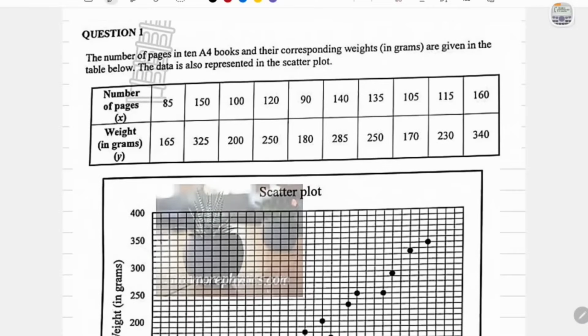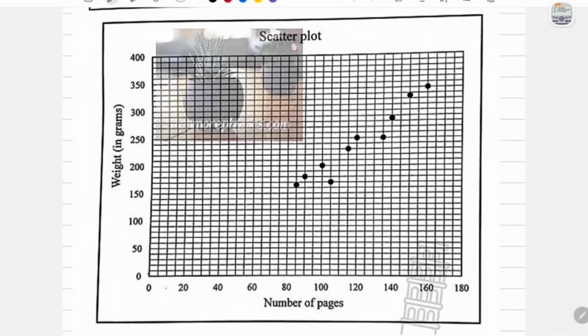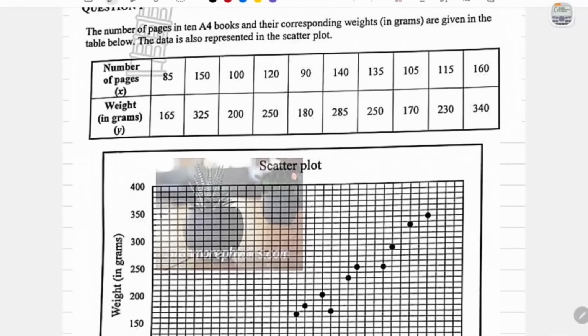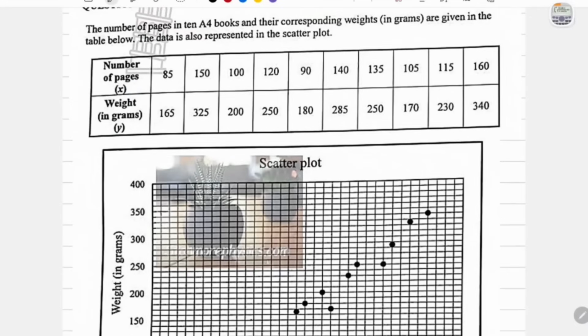So we have question 1, and it says, the number of pages in 10 A4 books and their corresponding weights in grams are given in the table below. The data is also represented in the scatter plot. Okay, so they already gave us a scatter plot. We don't have to plot things down. And of course, we have our x and our y variables.